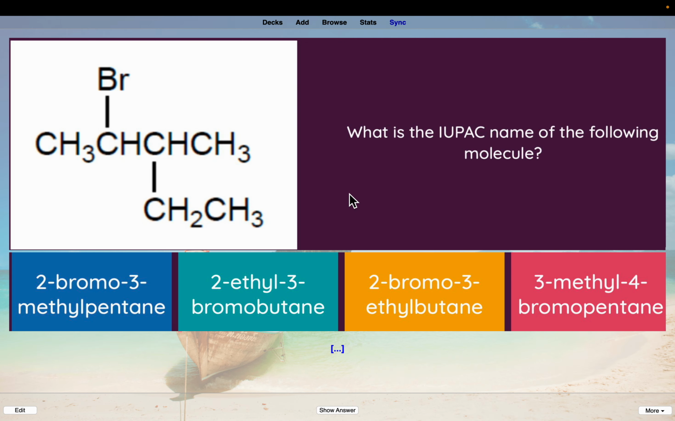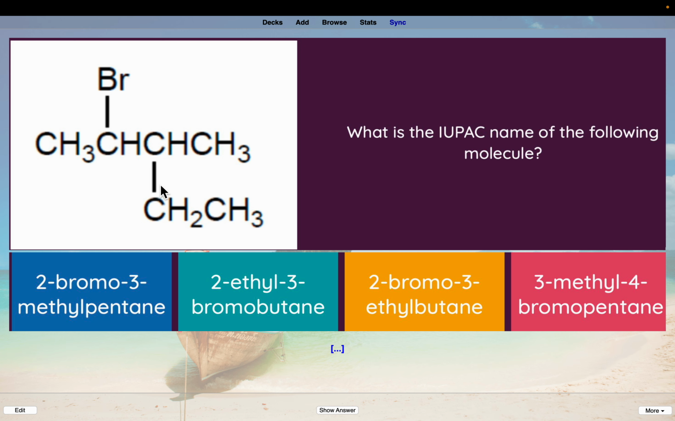What is the IUPAC name of the following molecule? Okay, I think it's best to start counting from... We need to see which side we start counting from. We'll consider our options, because if we start counting at the left, that means bromine is more important. It has priority compared to CH2, CH3. Looking at the choices, definitely 3-methyl something. This choice is already wrong. We're just choosing among these three choices.